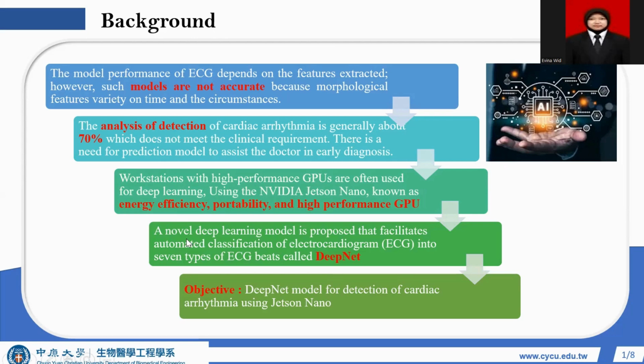They propose a novel deep learning model to facilitate the automatic classification of ECG into 7 types. They call it DeepNet. So the objective of the article is the DeepNet model for detection of cardiac arrhythmia using Jetson Nano.